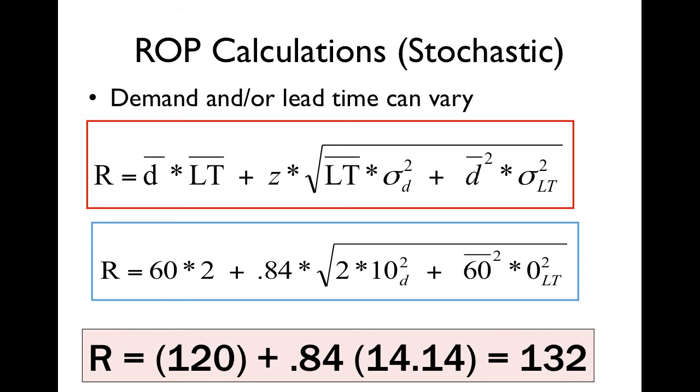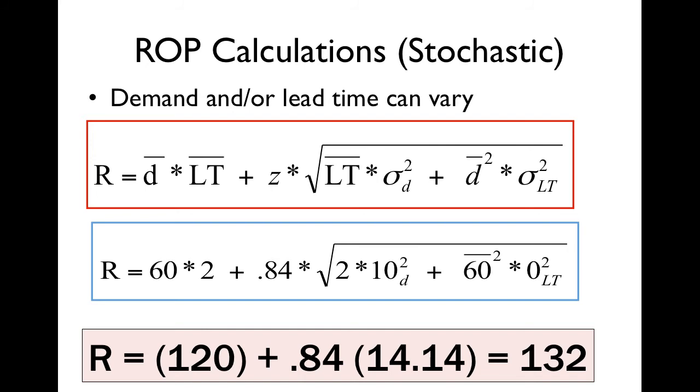All right, so here's the calculation to make this happen. The formula there in the red box is the entire formula. That's the generic formula that works for situations when just demand varies, when just lead time varies, or when both vary. So they're all incorporated there. So it looks the same as it did before. R is equal to DLT, that's the first two terms, average period demand times average lead time, 60 times 2.